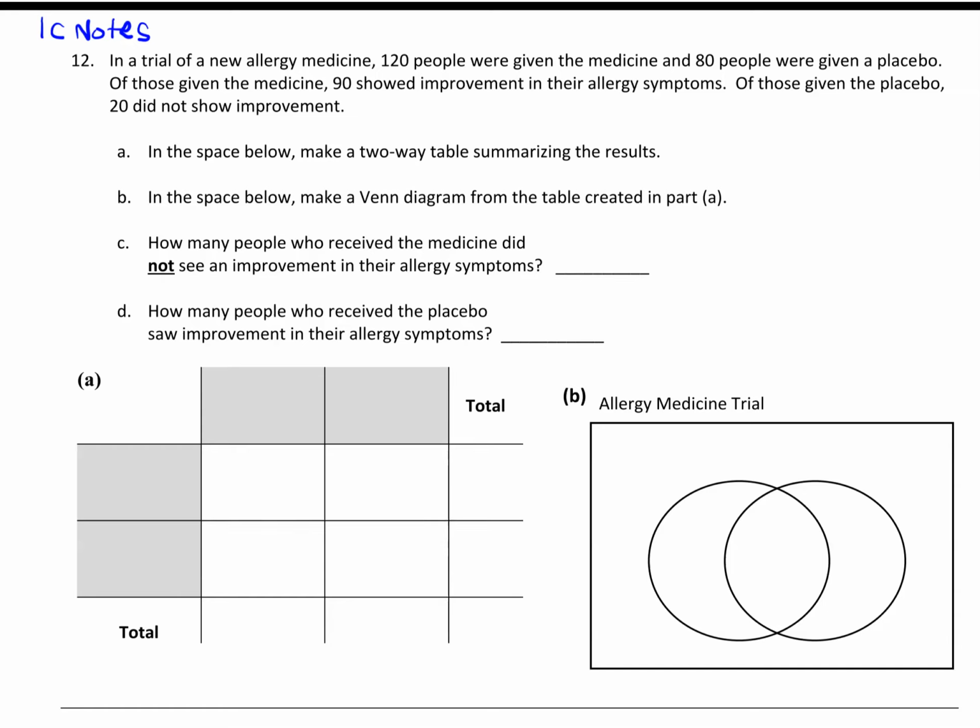This is question number 12 from the 1C notes on Venn diagrams. So in this problem, we're given a scenario to read, and then we're being asked to translate that information into a two-way table and into a Venn diagram. So let's read the problem.